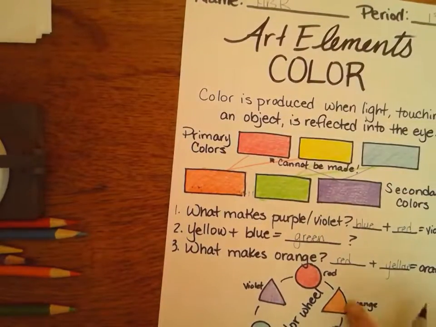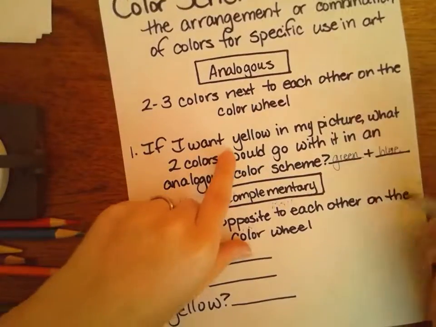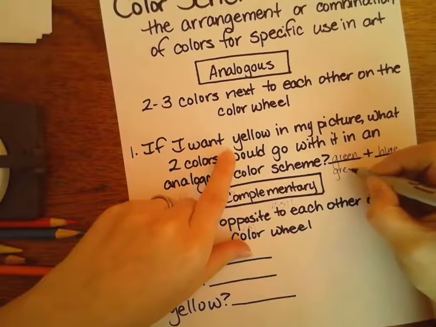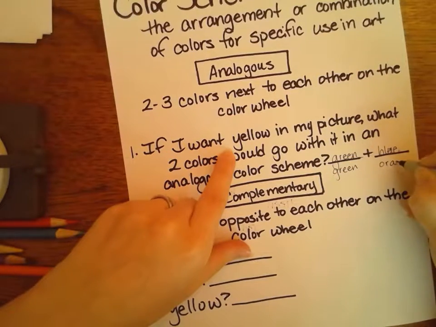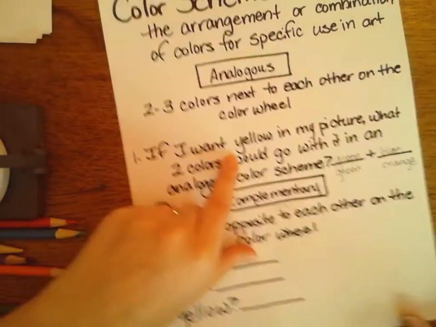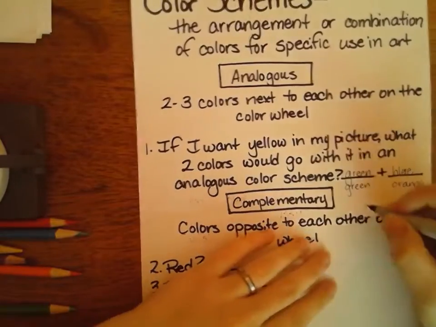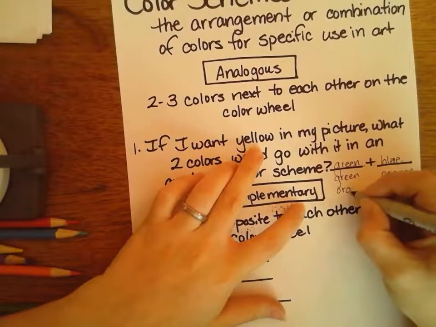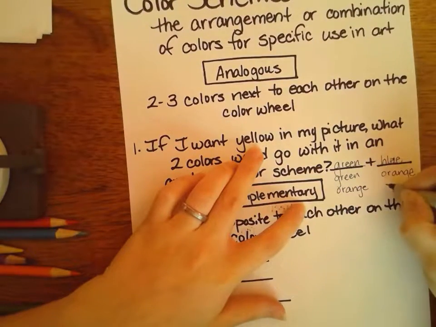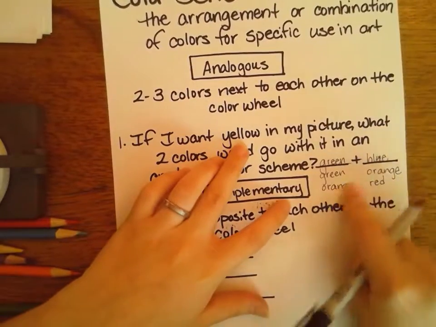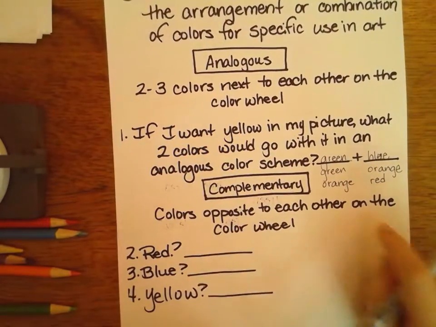Our other answers could be yellow, green, and orange. So I already have yellow, green, orange, or I could go yellow, orange, and red. So yellow, orange, and red. So you can pick any of these and it would be correct.